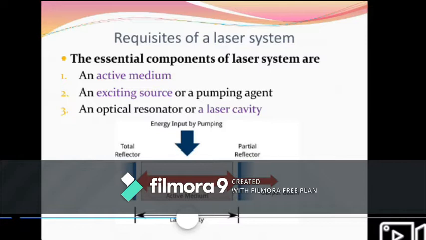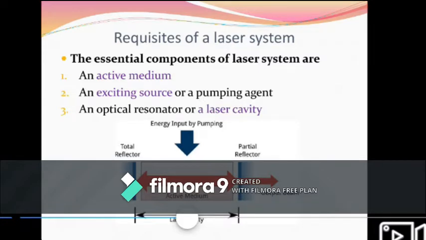Optical energy is the energy taken from an optical source, where you have an optical exciting source. If the energy is taken from an electrical source, it is an electrical exciting source, like that. So you require some source that gives energy to the active centers in the active medium, from where it is released back.